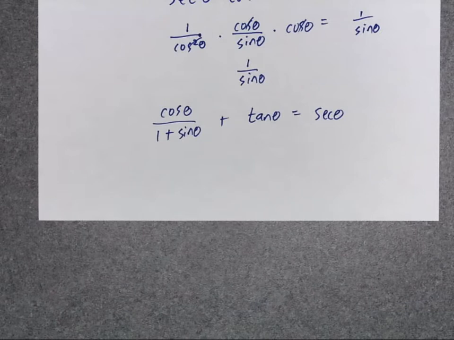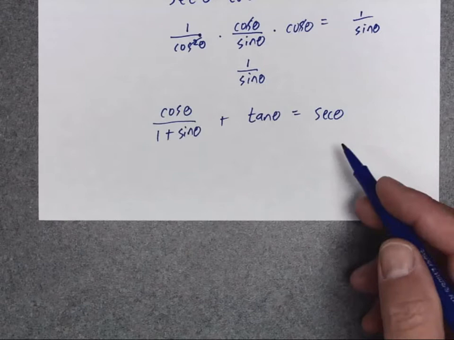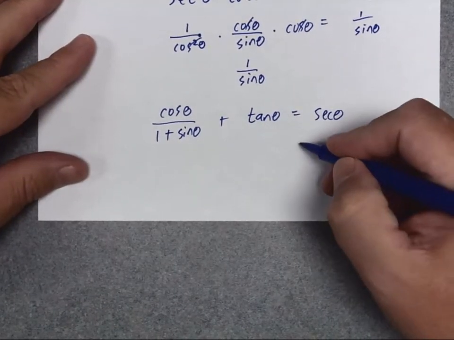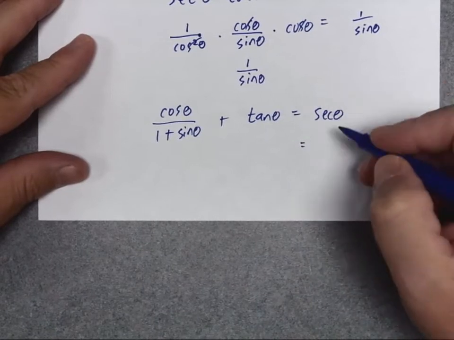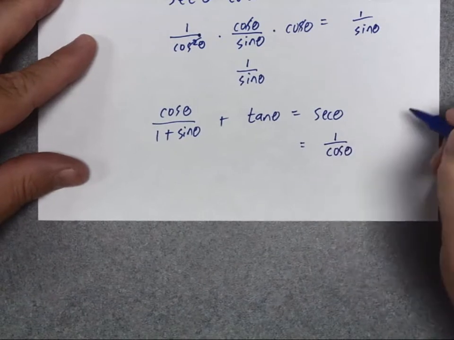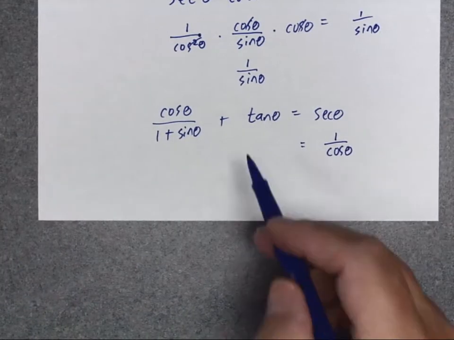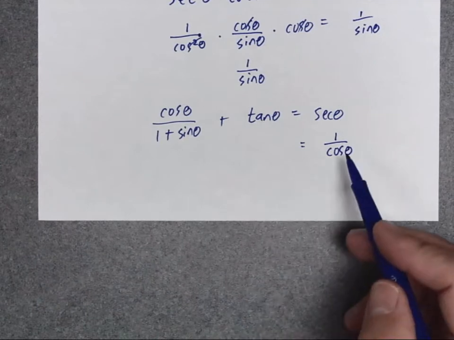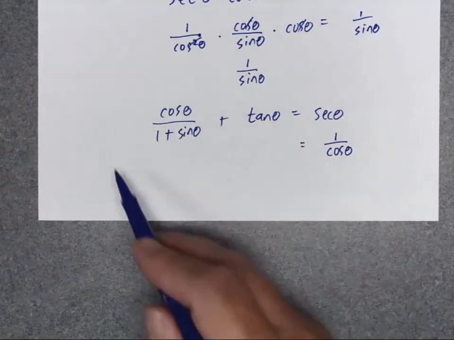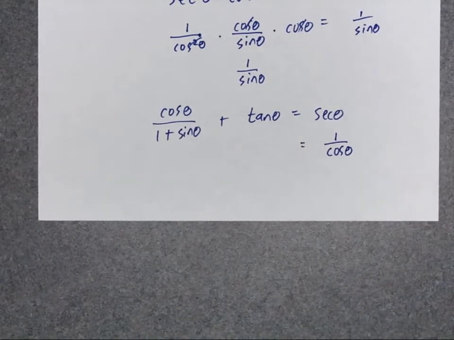So once again, you take the side that's the most complicated. Here it's the left-hand side again. Now I'm going to try and do some stuff to the left-hand side and see if I can somehow make it look like the right-hand side. And just to make it easy on me, I'm going to say the secant is actually 1 over the cosine. So as I'm working over here, in the back of my mind, I'm saying, what can I do to get this left-hand side to equal 1 over cosine theta?